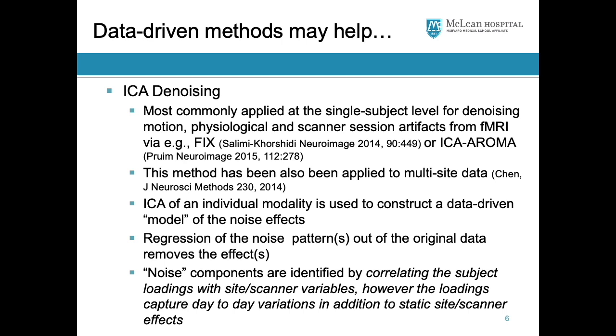effects. Noise components are identified by correlating the subject loadings, because in this case you have a spatial map for each subject, you concatenate it across all subjects, and then you do ICA, and you get spatial patterns and subject loadings on each pattern. The noise components are identified by correlating those loadings with site or scanner variables. So it seems a bit circular, why not just use the site and scanner variables in the denoising procedure? And the answer is that the subject loadings actually will capture some of the within-site or within-scanner variability too, not just the between-site or between-scanner variability.